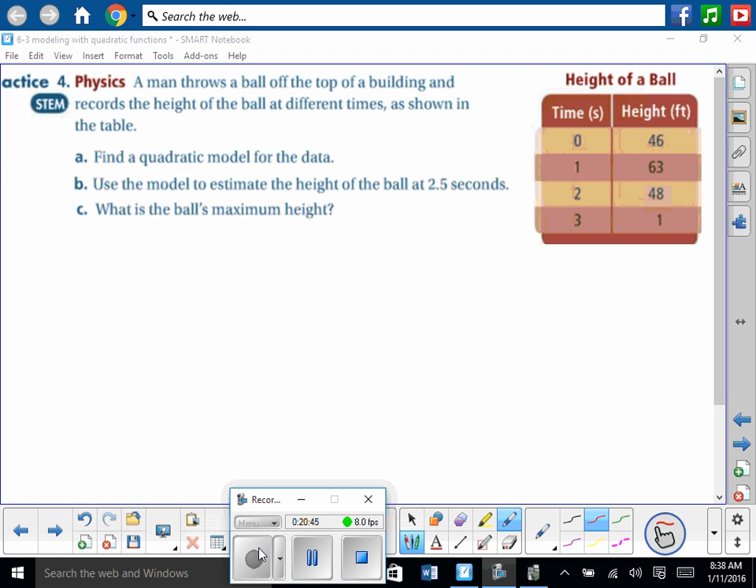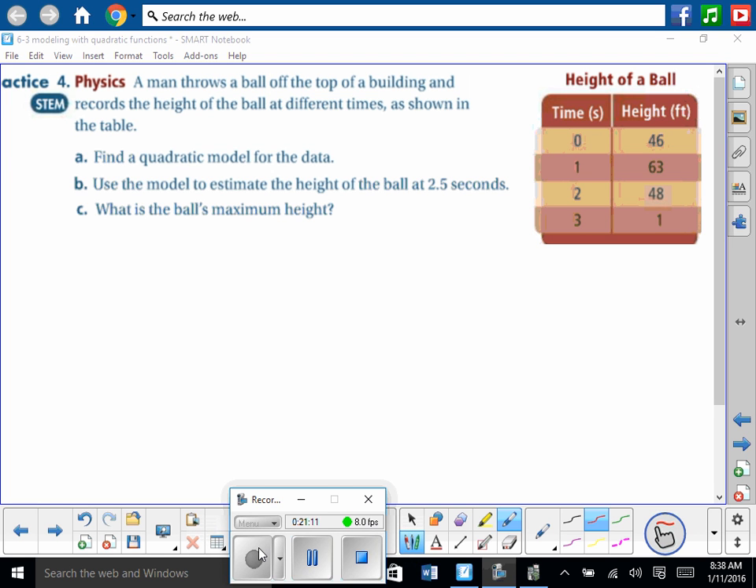So let's read this problem here. It says, a man throws a ball off the top of a building and records the height of the ball at different times, as shown in the table. So at 0 seconds, he was up at 46 feet, right? And at 1 second, it was 63. At 2, it was 48, and at 3, it was 1.